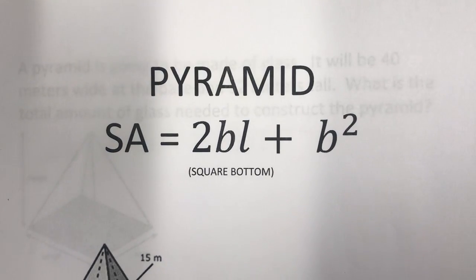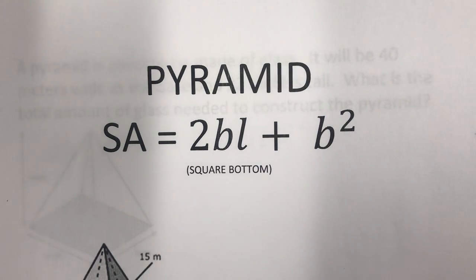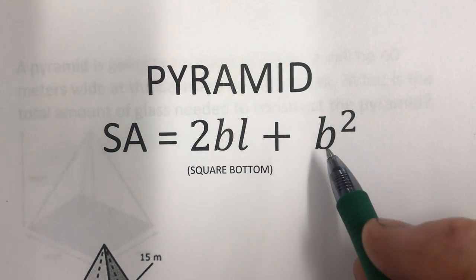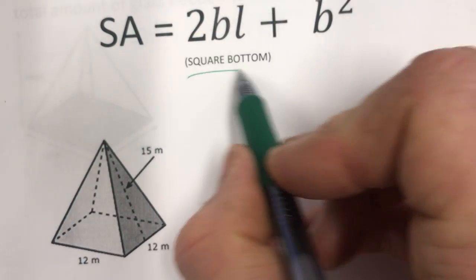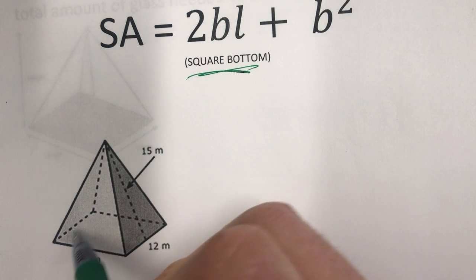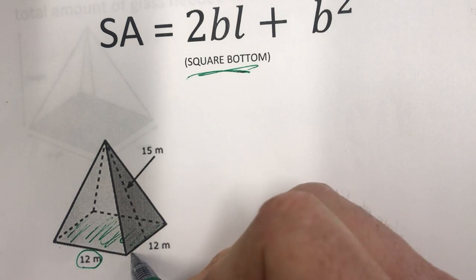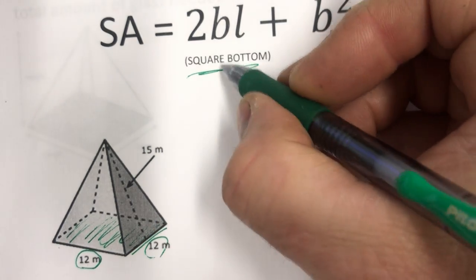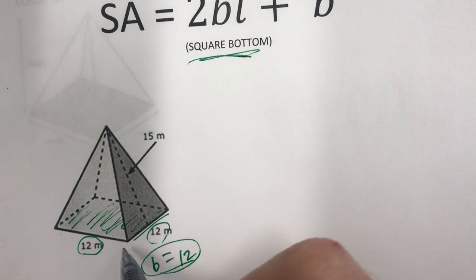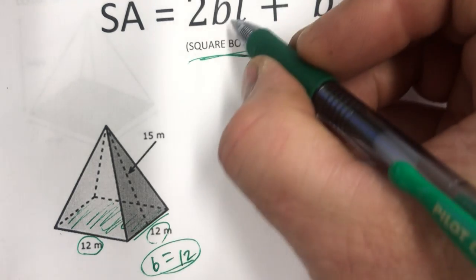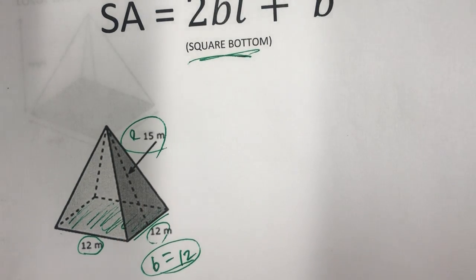All right, now we've got pyramids. Now this is the formula for surface area of a pyramid: 2bl plus b squared. All right, b is the base. So if you look at this pyramid, and of course this says it has a square bottom, here's the base. You see this is 12 and 12. It's a square, so they're the same, but that means b is 12. My base is 12 on this. And then L, again, is the slant height. Here's L right here. That's all I need. I just need the B and the L.